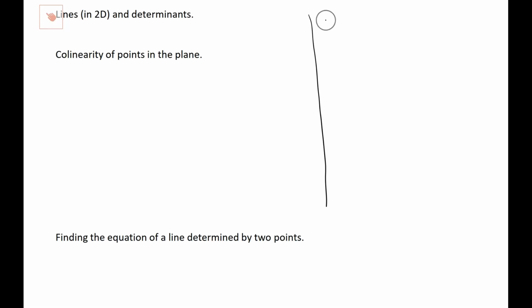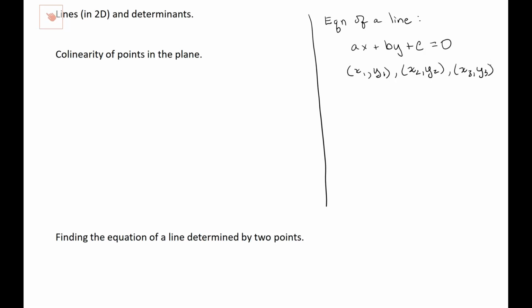So we know that the equation of a line can be written as ax plus by plus c equals 0. We could also solve that for y in terms of x and get a y equals mx plus b kind of equation, but let's stick with this for now. The way that we're going to approach this is by imagining that we're given 3 points and asking, are these collinear? Do we have a situation that looks like all 3 of these points are on the same line?